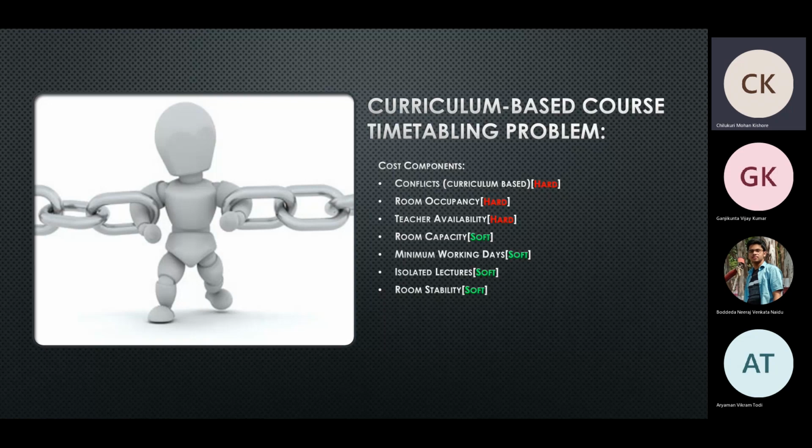The next constraint is the minimum number of working days for teachers. So we don't want the teacher to teach all the lectures in the same day. This is a soft constraint. The next constraint is the issue of compactness. So we don't want students to come for one lecture, then do nothing until the time for another lecture later on. This is also a soft constraint.